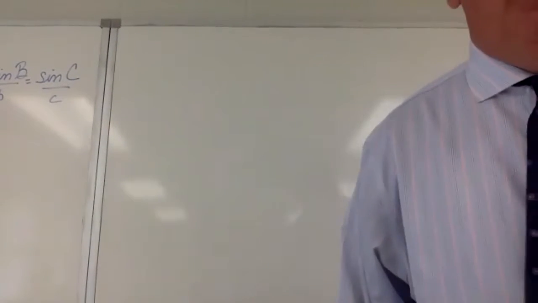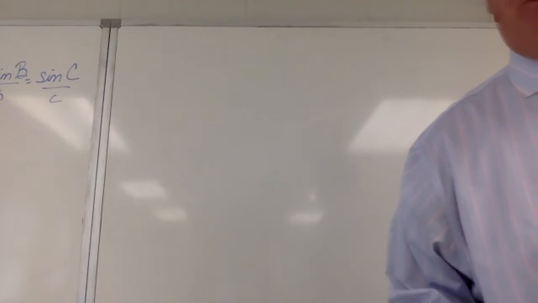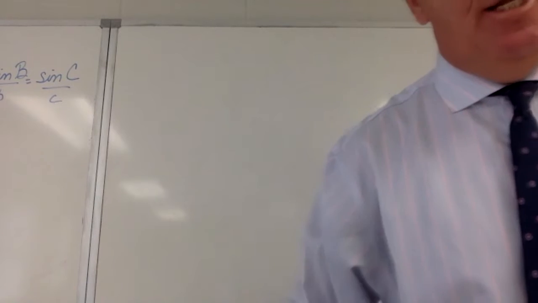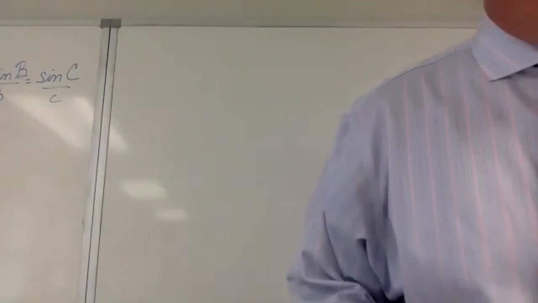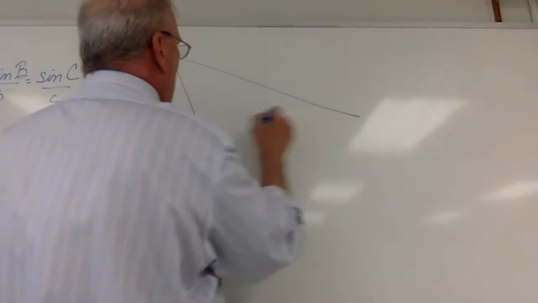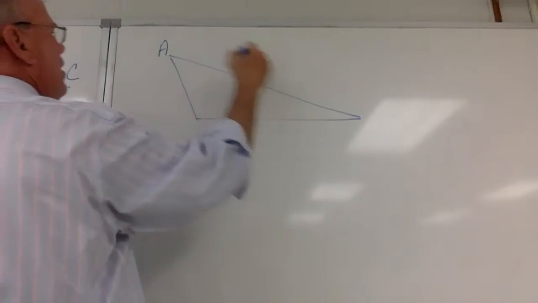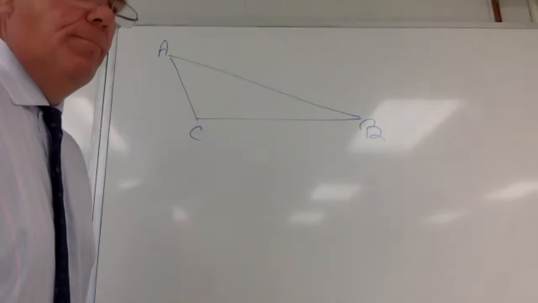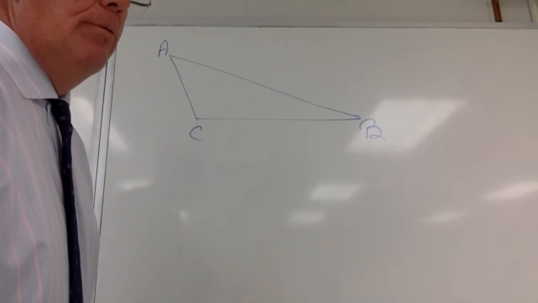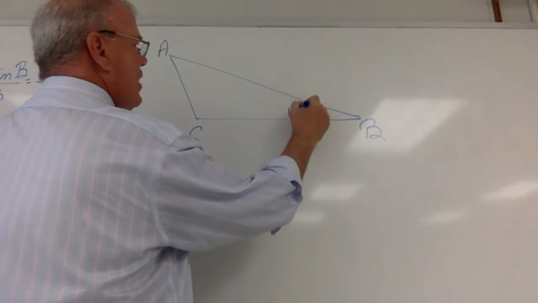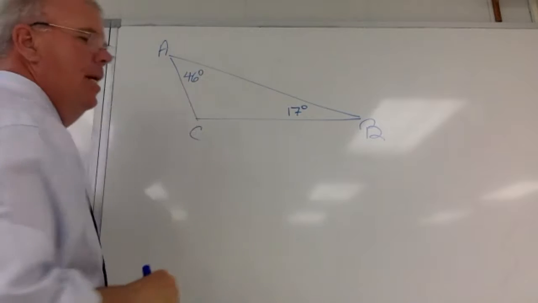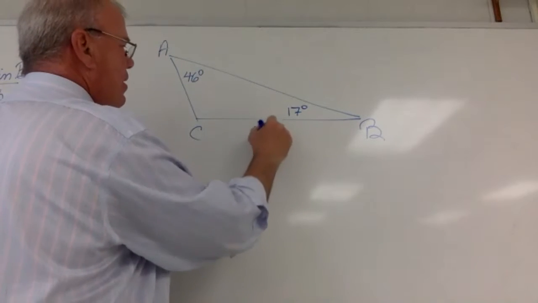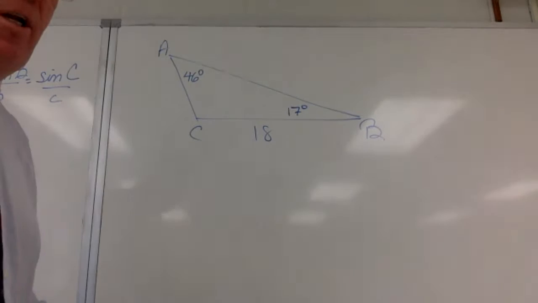So the first thing I want to do is you got your homework in front of you probably? You got that worksheet in front of you, right? Let's look at number 2. Let me just draw it for you here. It looks something like this, right? This is 17 degrees, this is 46 degrees, and this is, what is it, 18? All right. Now, what did I want you to find?